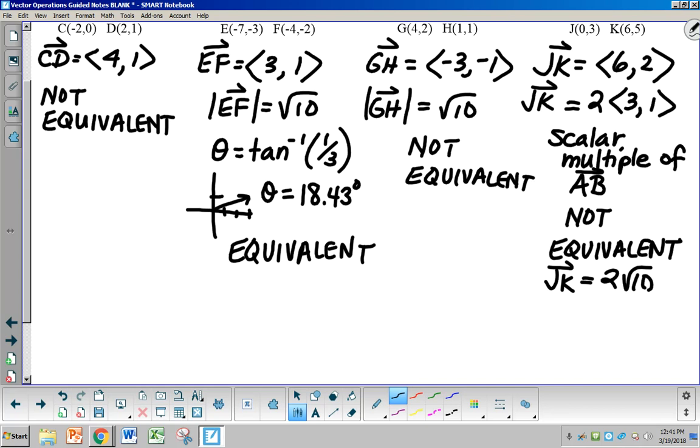And its direction is the same. Do I need to show you that it is the same, or do you believe me? No, we believe you. Got it. We don't believe you. Okay, good.